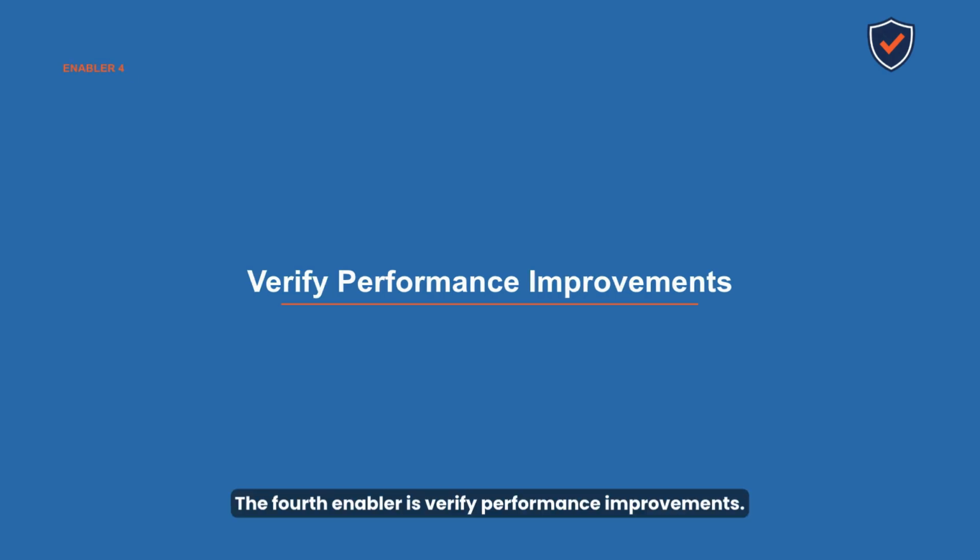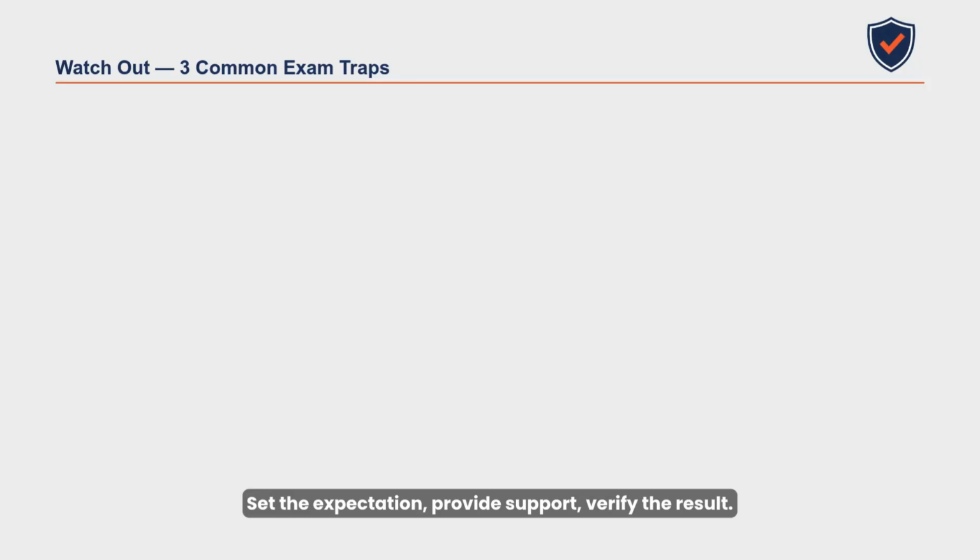The fourth enabler is verify performance improvements. This is the closing loop. After you have given feedback and provided support, you must check whether the improvement actually happened. On the exam, verification is critical. A project manager who gives feedback but never follows up is not managing performance. They are just having conversations. The PMP mindset expects you to close the loop: set the expectation, provide support, verify the result.